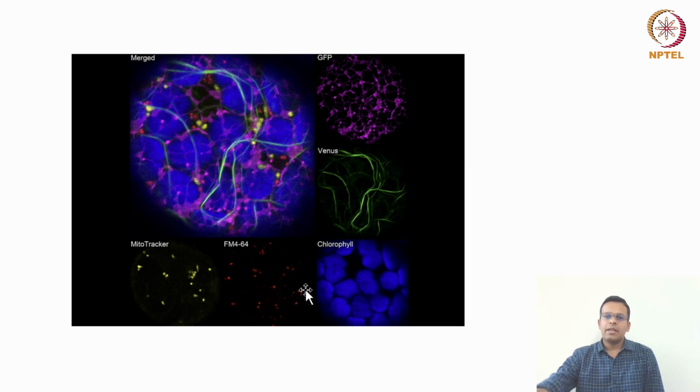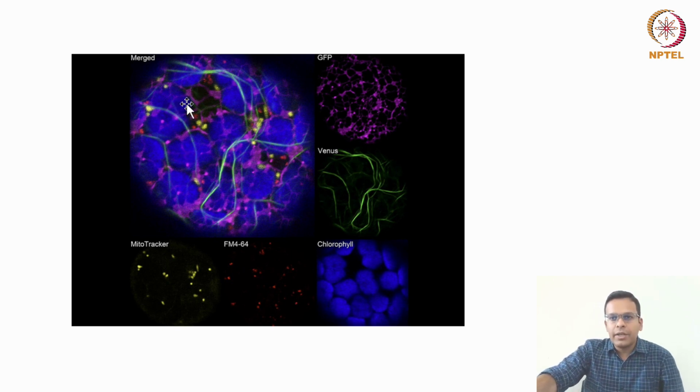So here you can see a merged image of the cell in which different cell organelles or the proteins are labeled in different colors. So chlorophyll is labeled with a blue color dye. Then mitotracker, the mitochondria are labeled with this yellow color dye. 2 or 3 proteins are labeled with different color dyes like GFP, Venus, and FM464 dye. And if you merge all these colors, you can see the multicolor image like this, which shows you the relative localization of different cell organelles, the chlorophyll, and different proteins where they are localized.